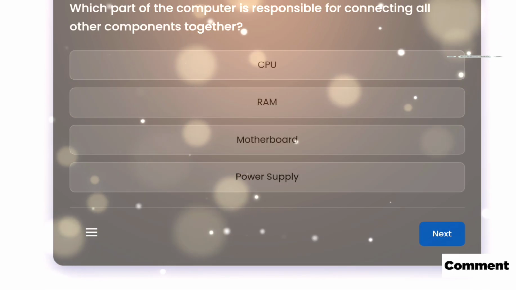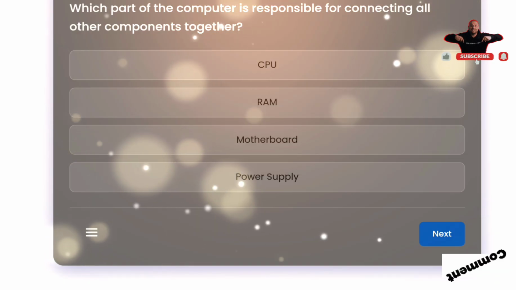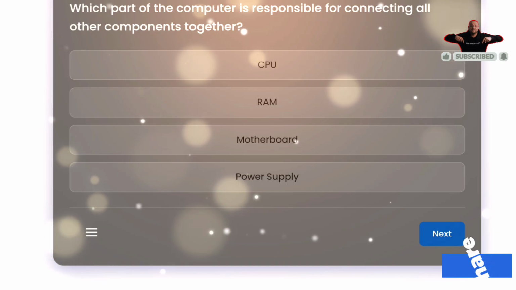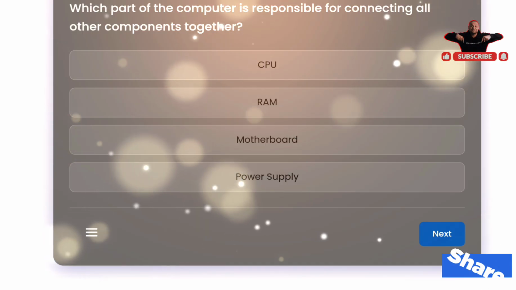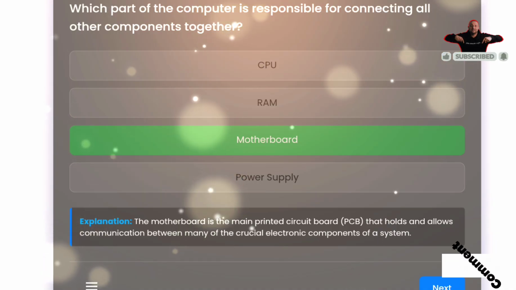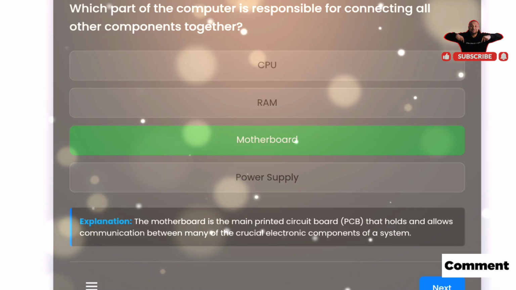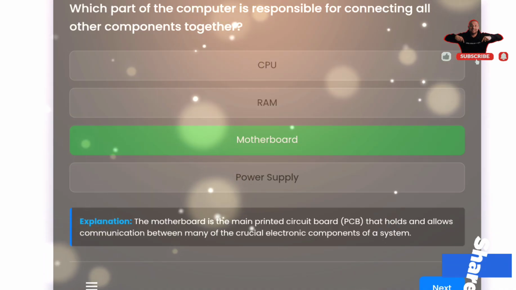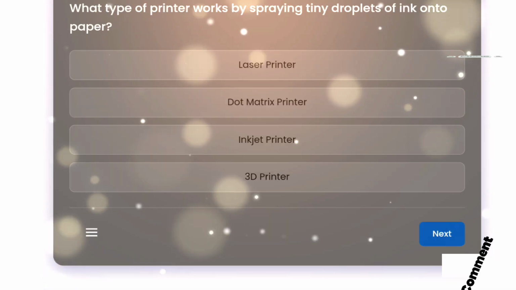Next question. Which part of the computer is responsible for connecting all other components together? Motherboard. The motherboard is the main printed circuit board, the PCB, that holds and allows communication between many of the crucial electronic components of a system.